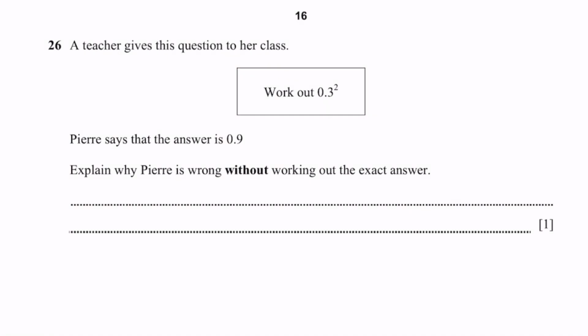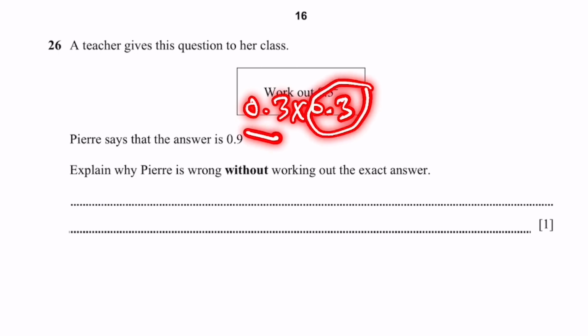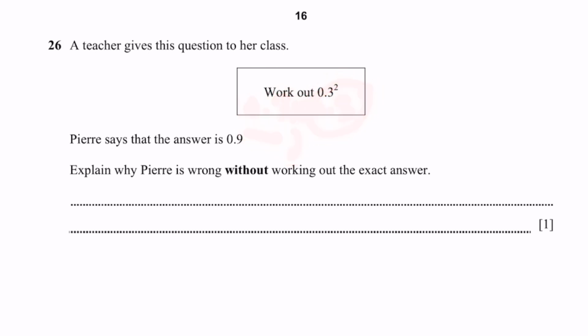Question 26. A teacher gives this question to a class. Work out 0.3 squared. Pierre says that the answer is 0.9. Explain why Pierre is wrong without working out the exact answer. Well, we can say that 0.3 is less than 1. So squaring it is basically multiplying it by itself, 0.3 times 0.3. So we multiply a number by something which is less than 1. We will get a smaller answer than what it was before. But 0.9 is larger. This is how I have to go about this since we're not allowed to work out the exact answer.